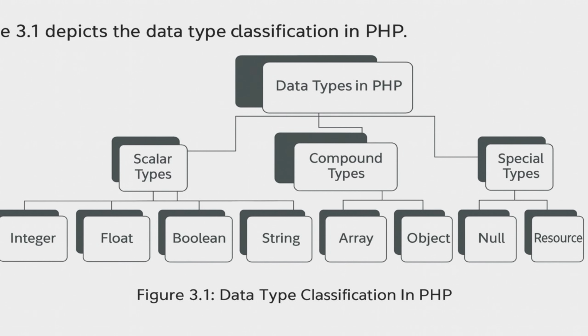Special types. These are unique data types used for special purposes in PHP. We have null, which represents a variable that has no value at all, and resource, which refers to external resources, such as a database connection or an open file. So in summary, PHP organizes data types into three groups: scalar, compound, and special, to make it easier for developers to handle different kinds of information efficiently. In the next section, we'll start exploring each data type in more detail, beginning with integers, one of the most commonly used data types in PHP programming.